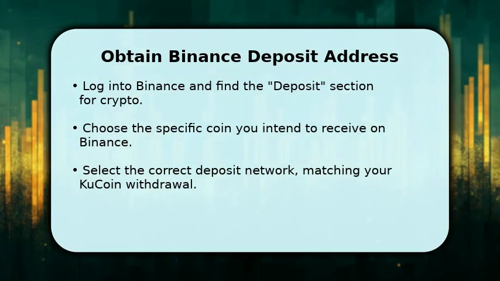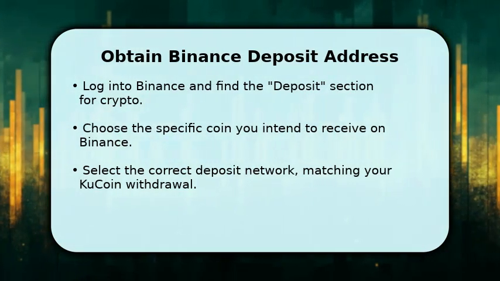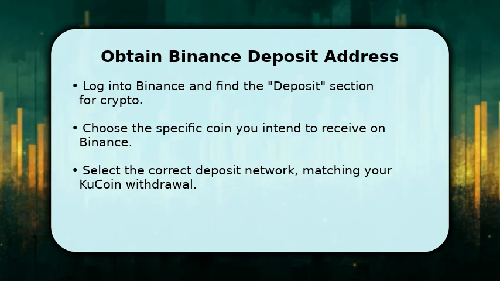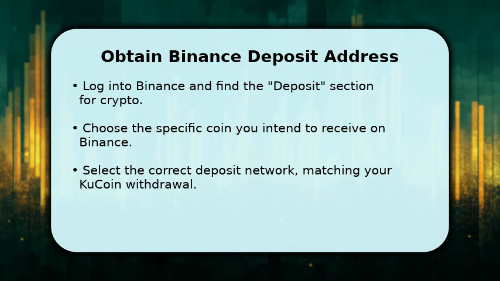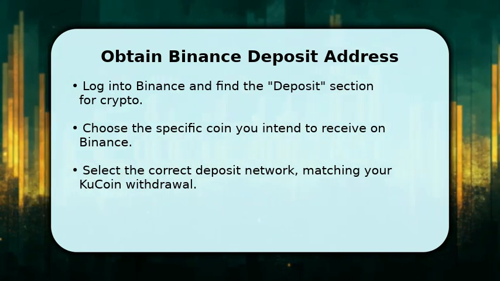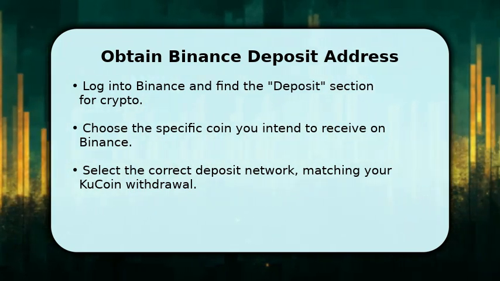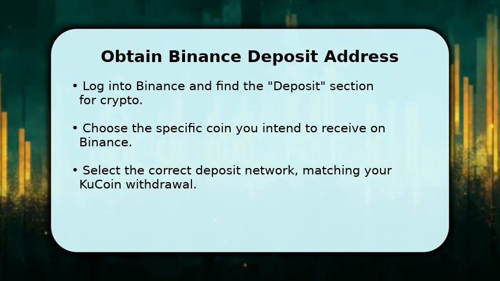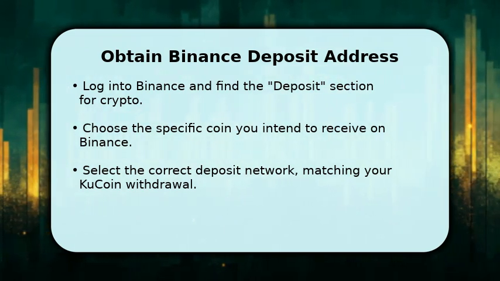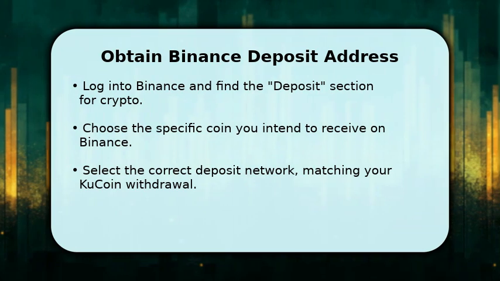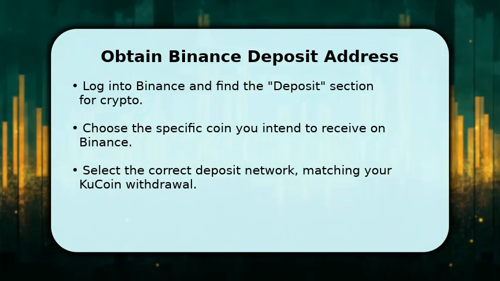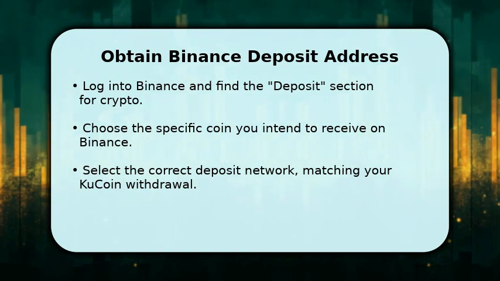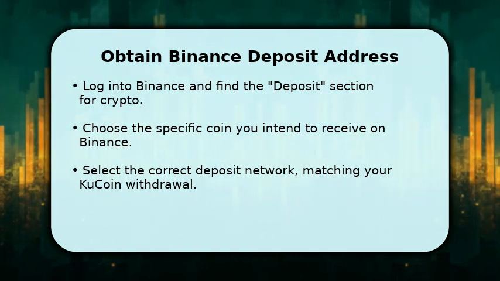Next, log into your Binance account and navigate to the deposit section. Here, you'll select the exact cryptocurrency you want to receive. It's vital to choose the correct deposit network, such as BEP20 or ERC20, to match your KuCoin withdrawal. Carefully copy the unique deposit address provided, and if there's a memo or tag, copy that too. It's essential for successful delivery.